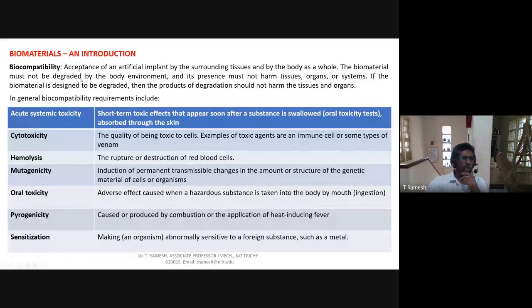The biomaterial must not be degraded by the body environment, and its presence must not harm tissues, organs, or systems. If the biomaterial is designed to be degraded, then the products of degradation should not harm the tissues and organs.